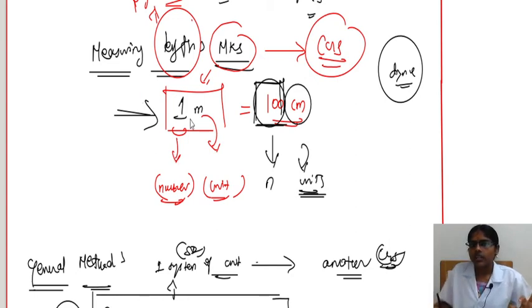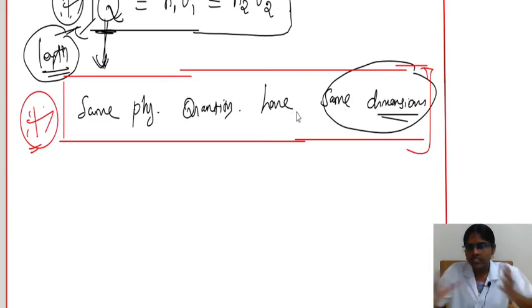Listen, I'm just measuring the length in MKS and CGS: 1 meter, and in CGS it is 100 centimeter. So in the system of unit, I just measure the length only. What is the dimension of length? The dimension of length is just L. Whether it is in meter or centimeter, the dimension does not change. Why? Because the physical quantity is the same. So the same physical quantity will have the same dimension whatever be the system of unit, right? It's the basic concept.